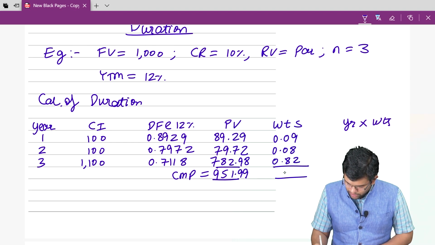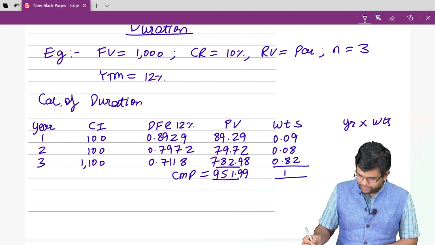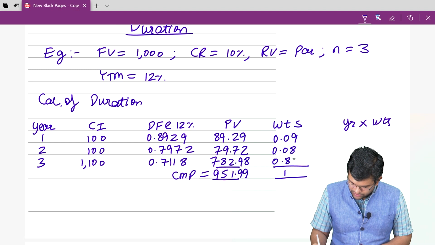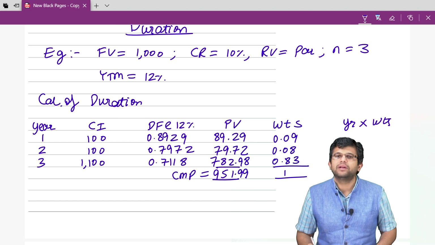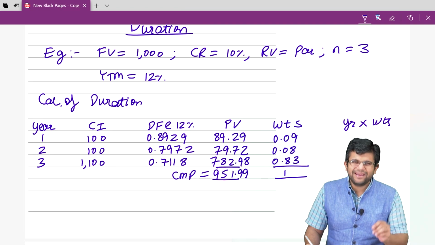Yes, so children, the total of the weights is 1. Okay, total of weights is 1. Of course, children, for the exact number, we can just add 0.01 here. Yes, so this is 0.83, and therefore, children, you get your total of weights as 1. Otherwise, it would have been 0.99, rounding off difference.